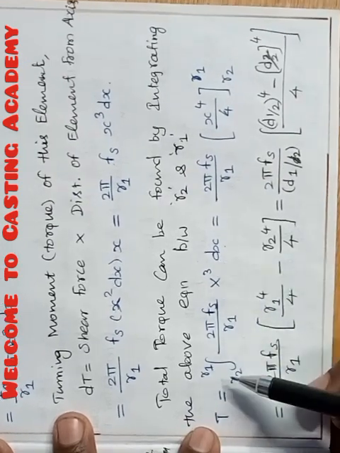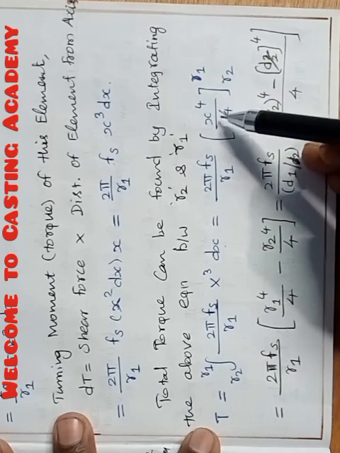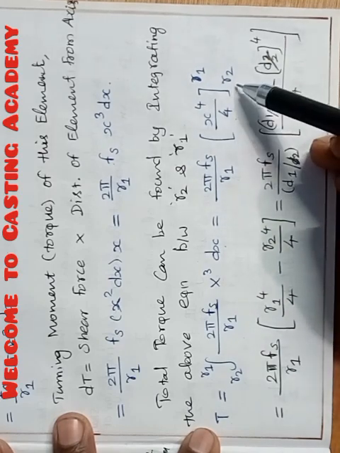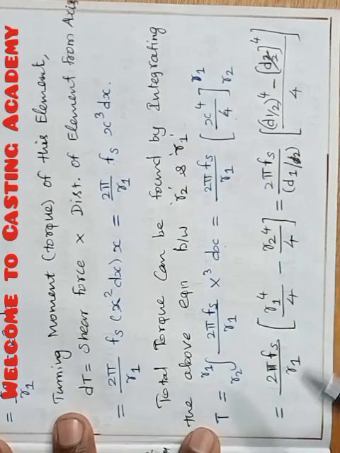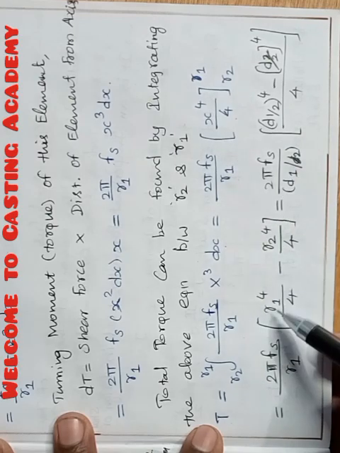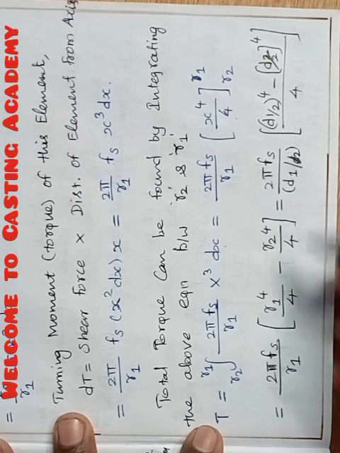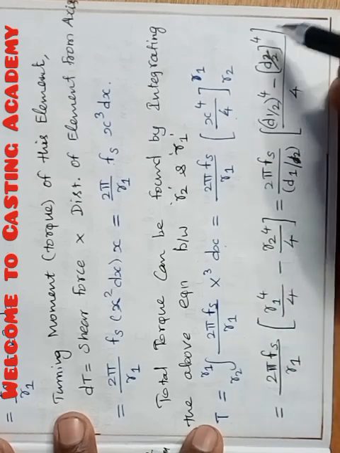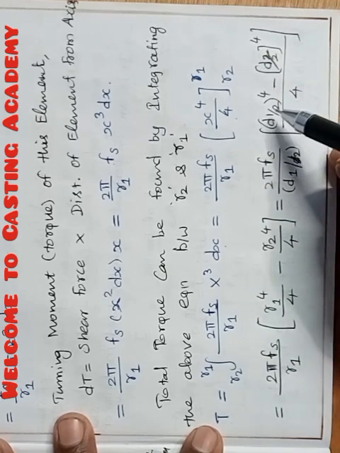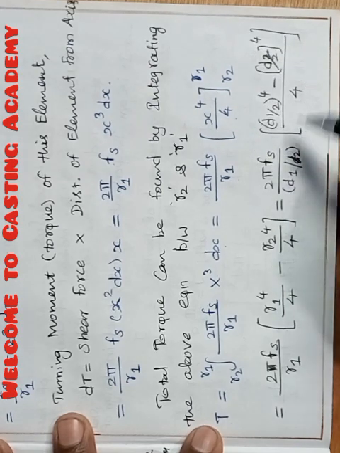So here our answer is 2 pi Fs divided by r1, which is constant and put outside, and the function is x power 4 divided by 4, with limits from r2 to r1. Applying the limits, r1 power 4 minus r2 power 4. Because r1 equals d1 by 2, radius being the diameter divided by 2, we put all the radii in terms of diameter: d1 by 2 whole power 4 minus d2 by 2 whole power 4, divided by 4.